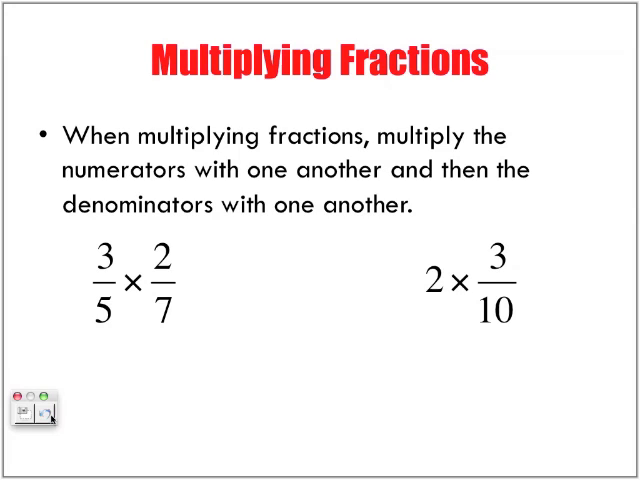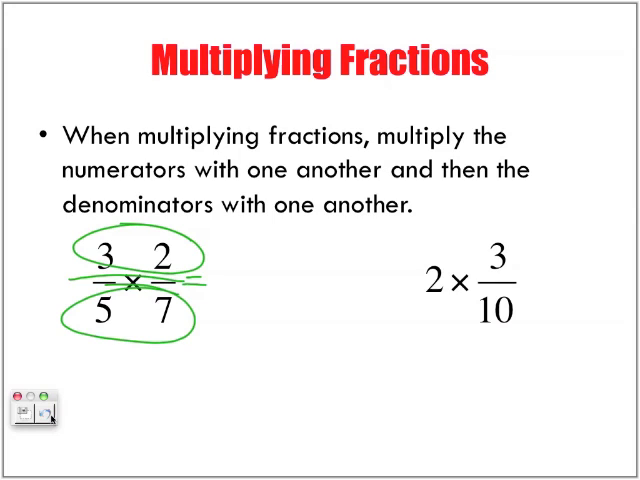Multiplying fractions. When multiplying fractions, multiply the numerators with one another and then the denominators with one another. Really simple, but it's different from what we do in terms of adding. When we're multiplying, we're multiplying the two tops and the two bottoms together to get our final fraction.